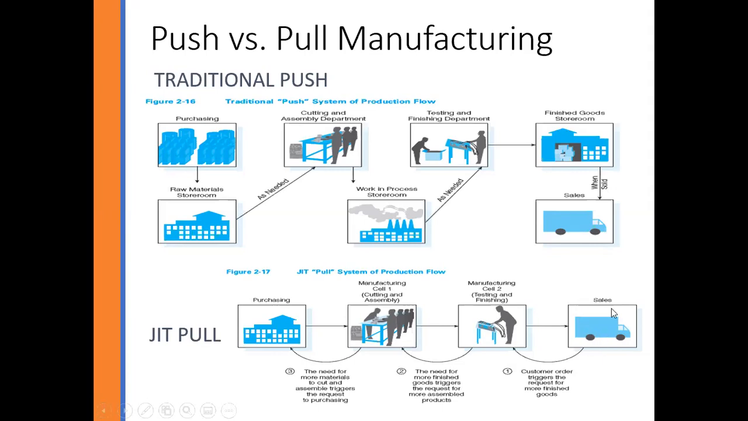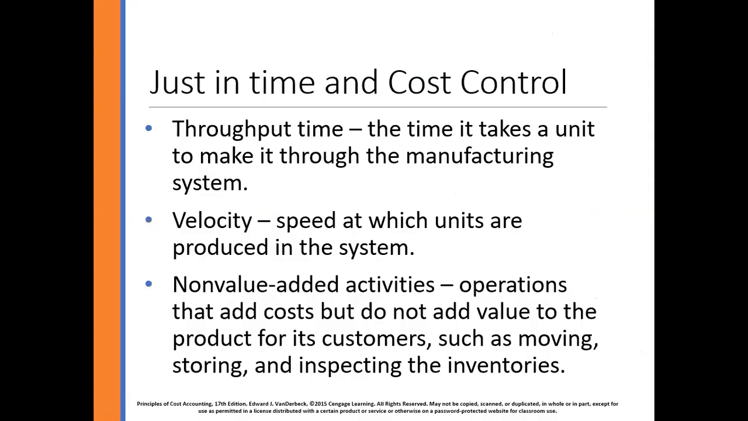Once the sale is made, or once the order is placed for the product, then it goes through the production process. It's pulled through instead of pushed through the production process. So what we need for testing and finishing would be delivered. What we need for cutting and assembling would be delivered when necessary. And then purchasing would make purchases based on the request from the cutting and assembling department, or the request from the testing and finishing department. So, all right.